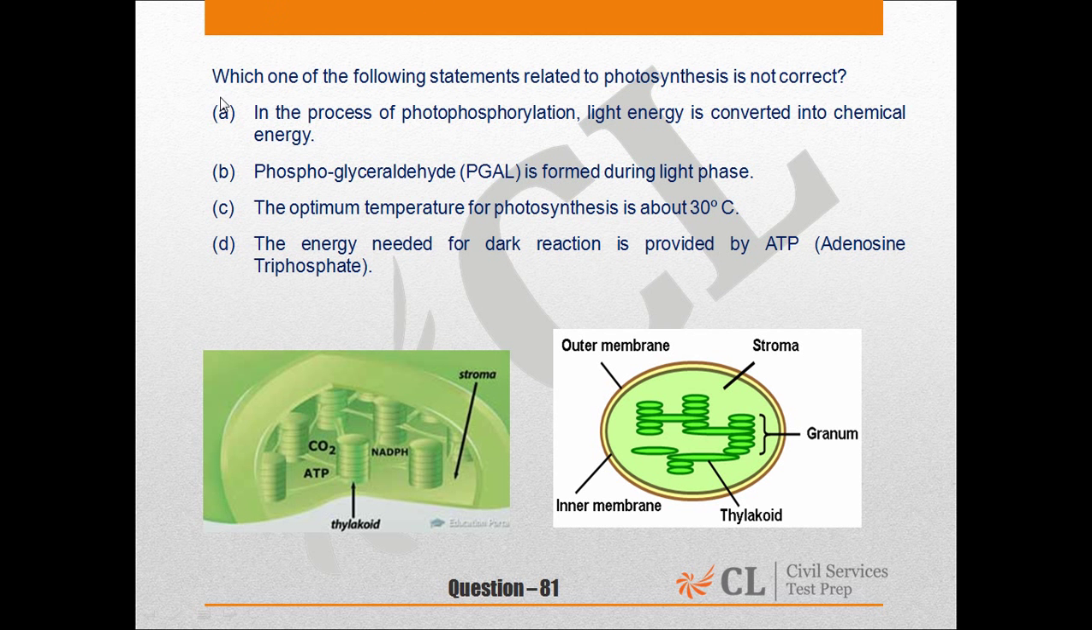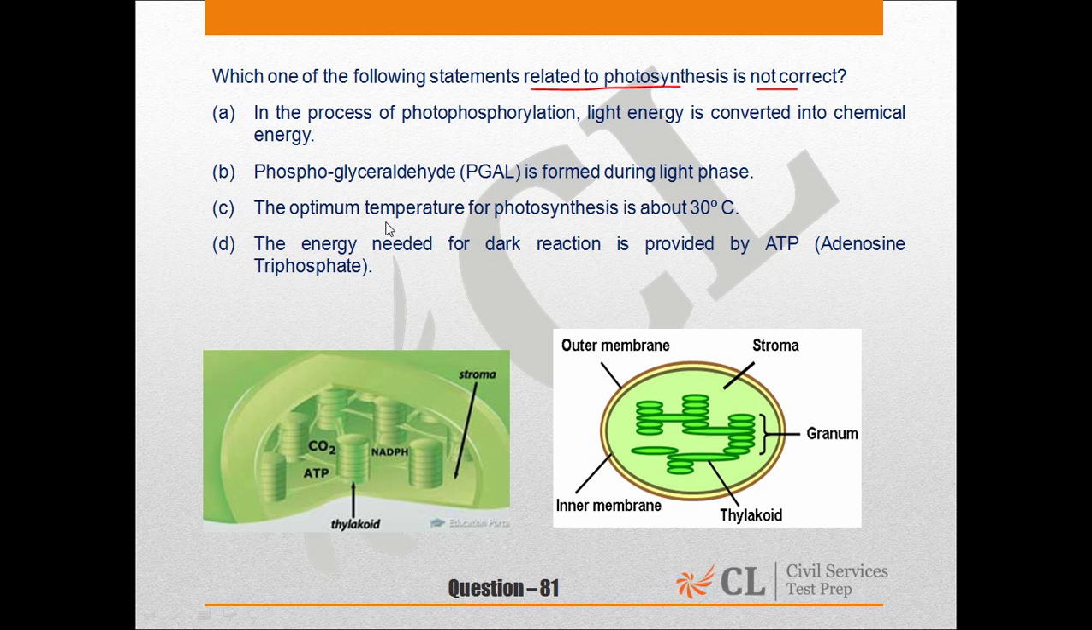Question number 81. Which one of the following statements related to photosynthesis is not correct? A. In the process of photophosphorylation, light energy is converted into chemical energy.